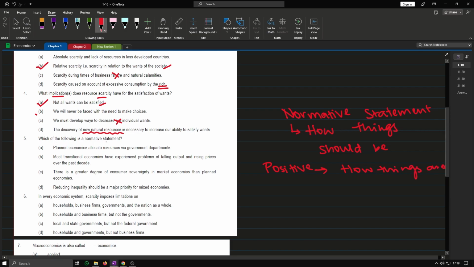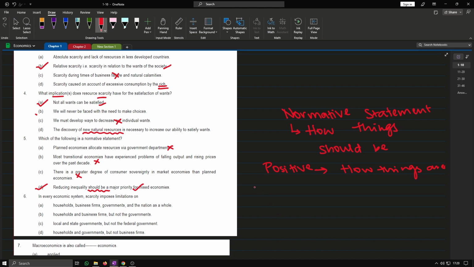So here they have asked, which of the following is the normative statement? So let's see. A. Planned economies allocate resources via government departments. Is this a normative statement? No, because they describe how things are. So this is not a normative statement. Most transitional economies have experienced problems of falling output and rising prices over the past decade. So this also explains how things are. It's not how things should be. There is a greater degree of consumer sovereignty in market economies than planned economies. This also describes how things are. Reducing inequality should be a major priority for mixed economies. Yes, so this is a normative statement because it describes how things should be. So the option is D.